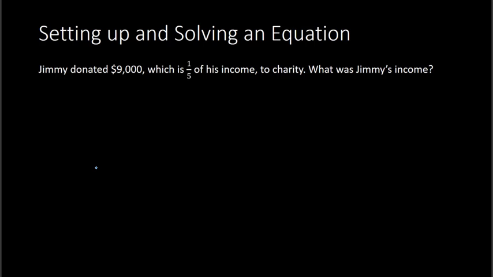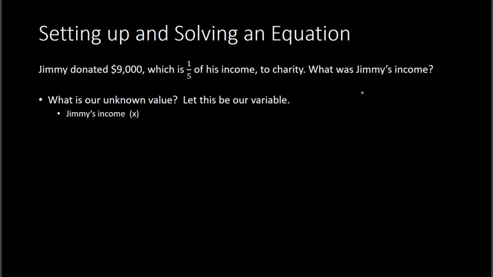When you set up an equation, you want to ask, what is your unknown variable or unknown value? The question is asking, what was Jimmy's income? So that is what is unknown. So the unknown value is Jimmy's income. And we'll let that be our variable. So we'll call that x. So Jimmy's income is x. And the question is, how can we use the information given along with the variable to write an equation?